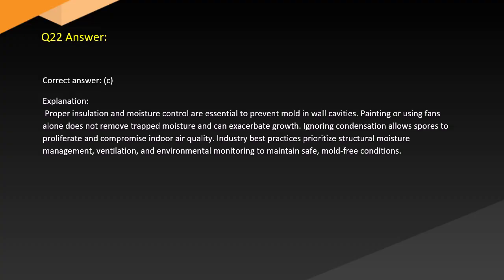Answer. Correct answer. C. Explanation. Proper insulation and moisture control are essential to prevent mold in wall cavities. Painting or using fans alone does not remove trapped moisture and can exacerbate growth. Ignoring condensation allows spores to proliferate and compromise indoor air quality. Industry best practices prioritize structural moisture management, ventilation, and environmental monitoring to maintain safe, mold-free conditions.